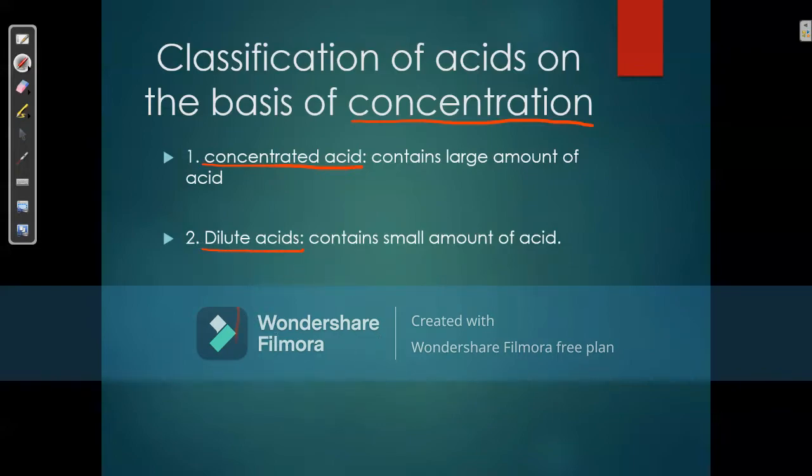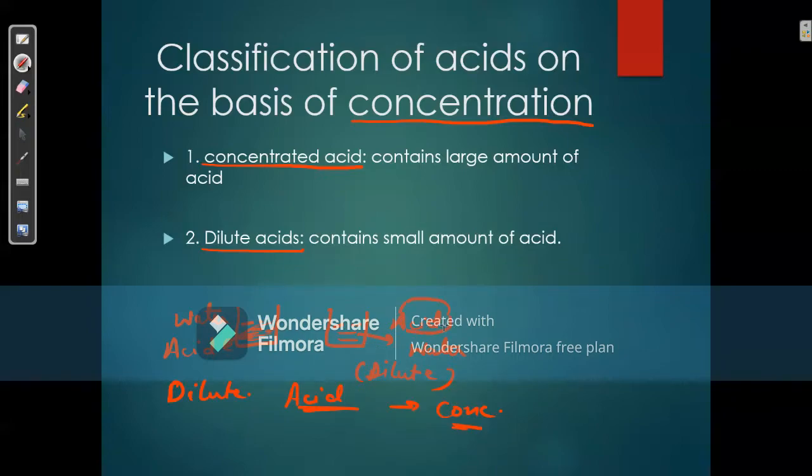Amount of what? If I'm talking about acid, suppose I take a beaker containing some acidic solution, and another beaker in which we have a large amount of water with less acid. So water is present in large amount and acid is present in smaller amount. We call it dilute acid when acid is present in smaller amount. If the amount of acid is more, then we call it concentrated acid. So it is a comparative term.